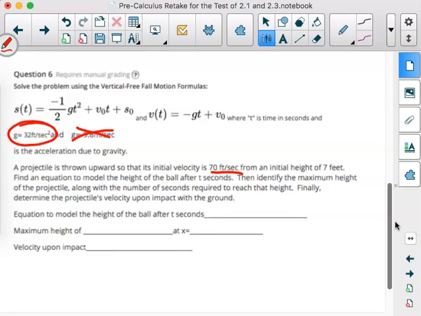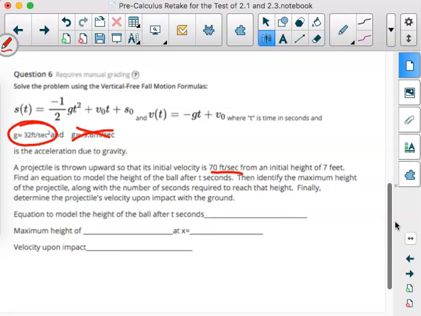Alrighty, the projectile is thrown upward so that its initial velocity is 70 feet per second from an initial height of 7 feet. So we'll have to go back and put those in, and that's the first thing it wants. Find an equation to model the height of the ball after t seconds, then identify the maximum height of the projectile along with the number of seconds required to reach that height. Then, finally, determine the projectile's velocity upon impact with the ground.